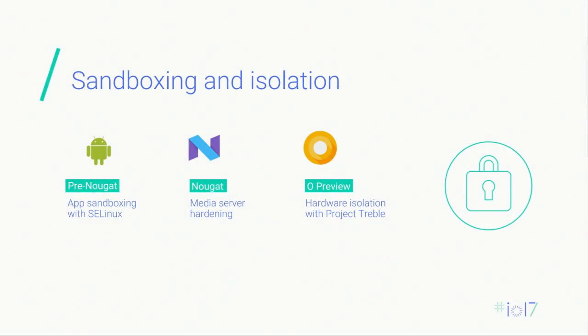In Android Nougat, we applied these same sandboxing principles to the media server to significantly harden it. And now in Android O, with Project Treble, we are taking isolation to the next level by putting device-specific vendor components into their own sandboxes.